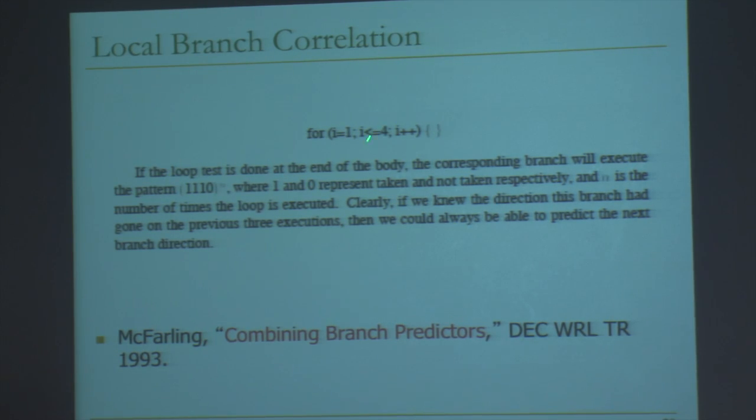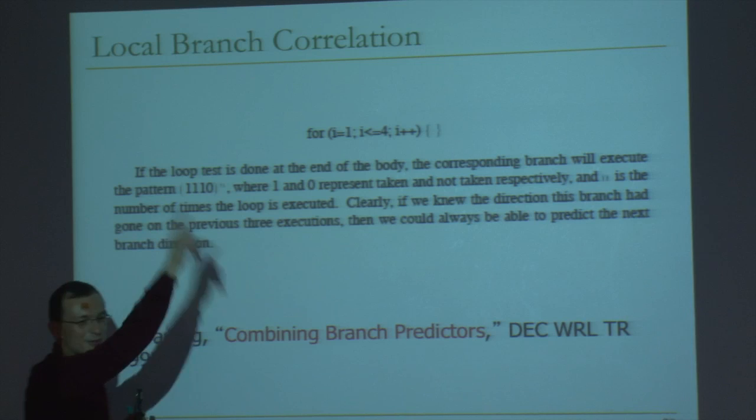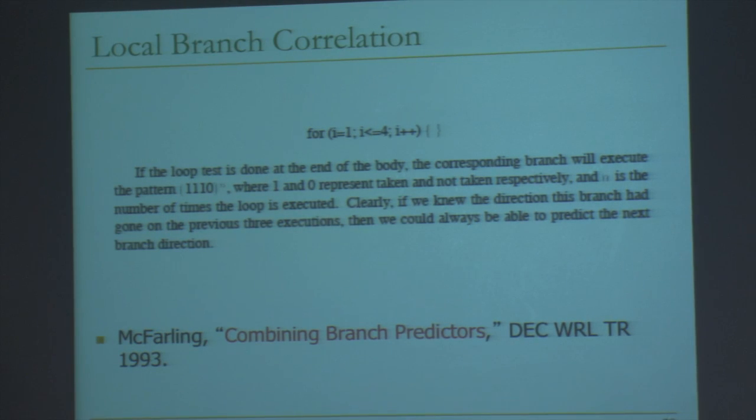But if you look at this, this is a loop that iterates 4 times, right? And this is nice. If the loop test is done at the end of the body, we could do it at the beginning of the body. Basically, you execute the loop once and then test it. The corresponding branch will execute the pattern 1, 1, 1, 0 to the n times. Basically, taken, taken, taken, not taken. And you keep repeating it, assuming there's another loop that gets you back to the beginning of that loop. And remember, that's how programs work. Where 1 and 0 represent taken and not taken, respectively, and n is the number of times the loop is executed.